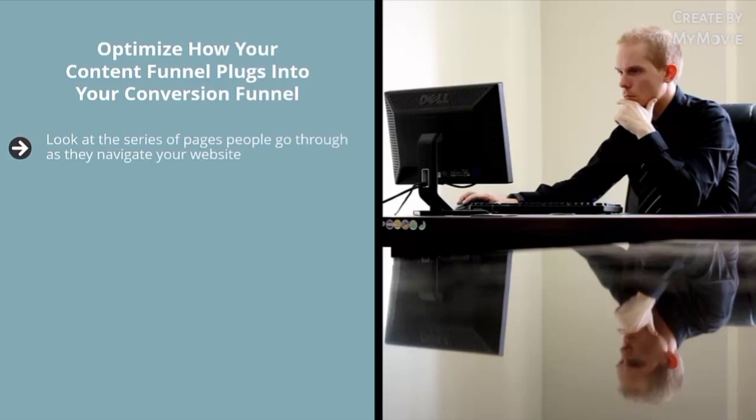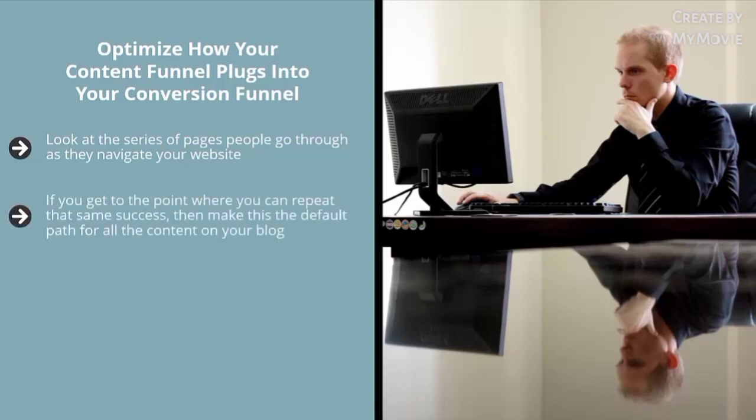Optimize how your content funnel plugs into your conversion funnel. Look at the series of pages people go through as they navigate your website. Do you notice that a certain path is more popular than the rest? Read each page on that path and see if you can recreate that path for new pieces of content. If you get to the point where you can repeat that same success, then make this the default path for all the content on your blog.